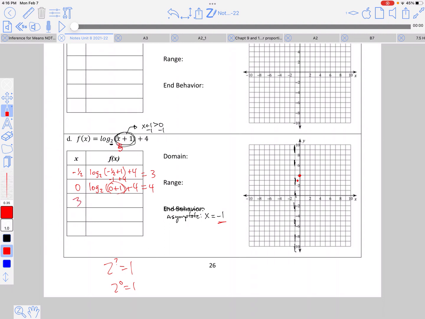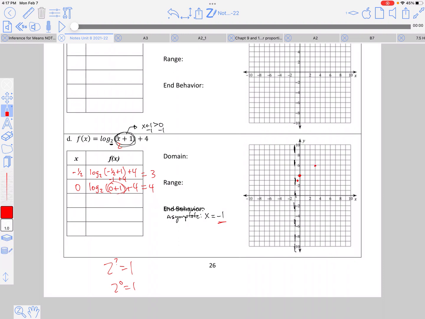So 3 plus 1 is 4. That seems like a nice number to work with if we're working with base 2, right? How many times do I multiply 2 to get 4? Well, that's squared, right? So it's a 2. So 2 plus 4 is 6. So at 3, we're going to be at 6. All right. Okay, I have 3 points.